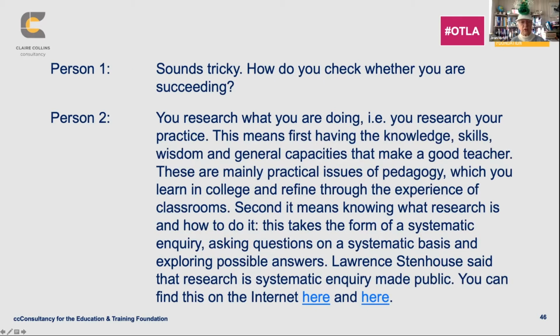Look at this. You're researching what you're doing all the time. You need to have knowledge, skills, wisdoms, general capacities that make a good teacher. Practical issues of pedagogy, which you learn in college and refine through experience. You also need to know what research is, how to do it. And Lawrence Stenhouse talked about research as systematic inquiry made public, and you can see that on the internet. Next slide, please.